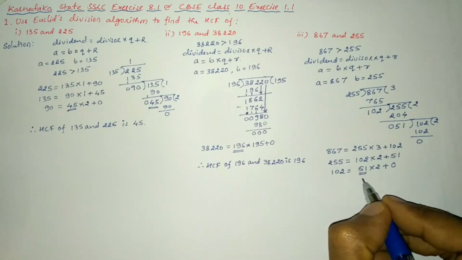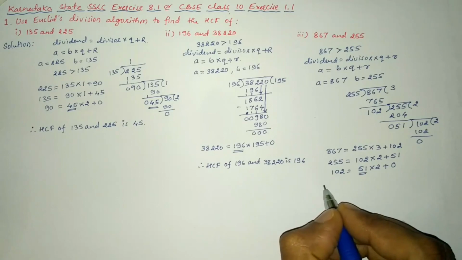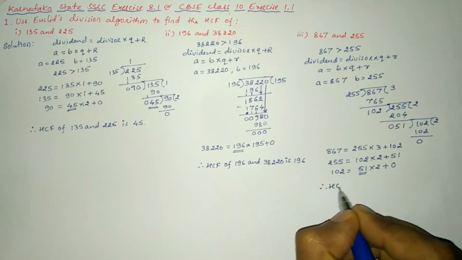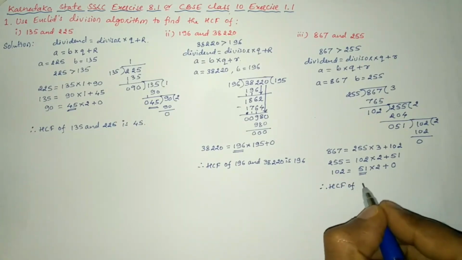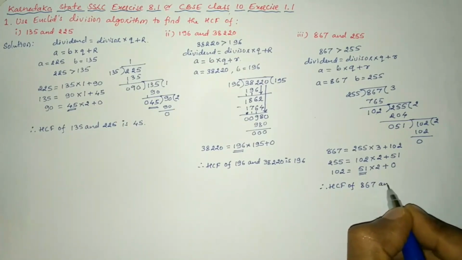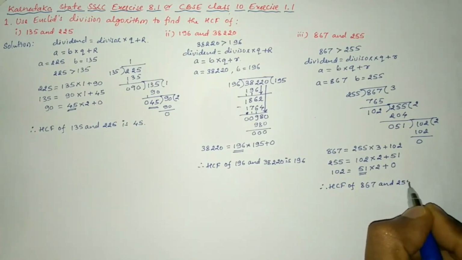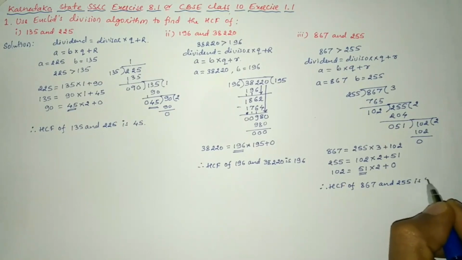So therefore 51 is the HCF. Therefore we can write HCF of 867 and 255 is 51.